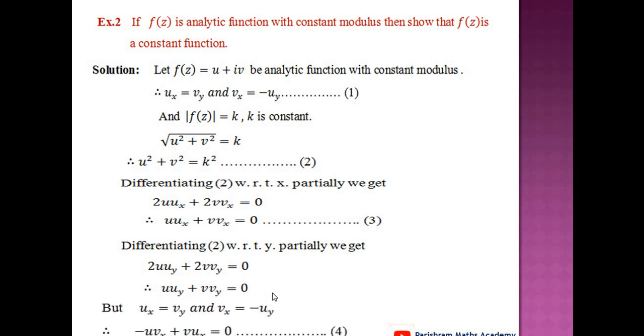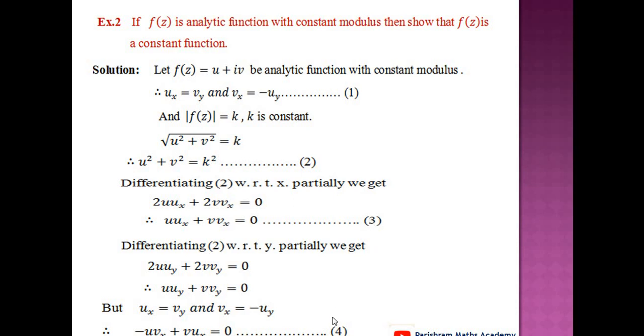Now, u and v satisfy the CR equations, that is, ux = vy and vx = -uy. Therefore uy is nothing but -vx, and vy equals ux.